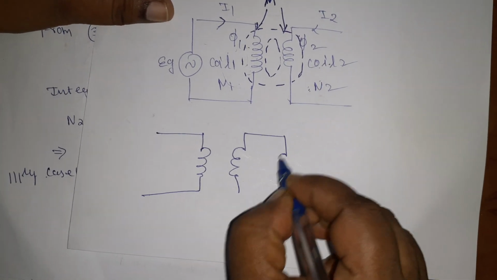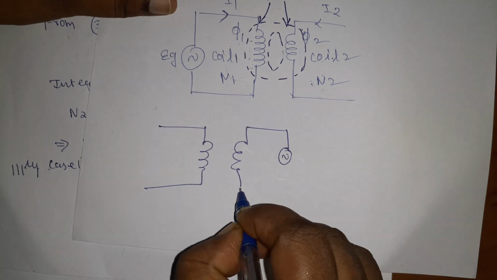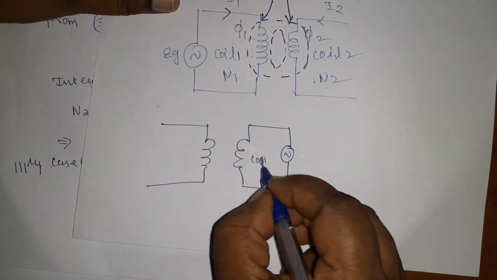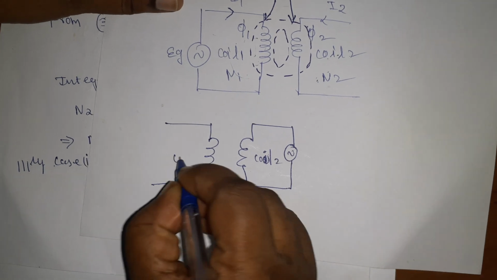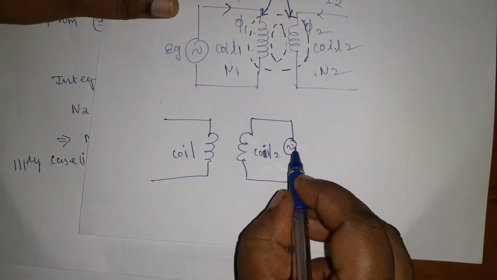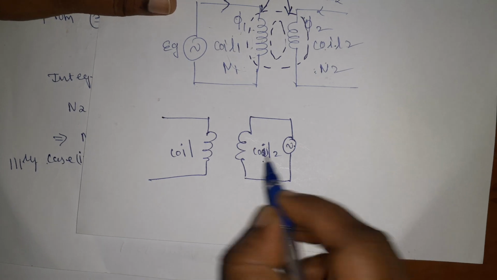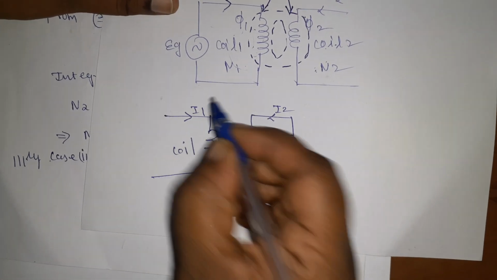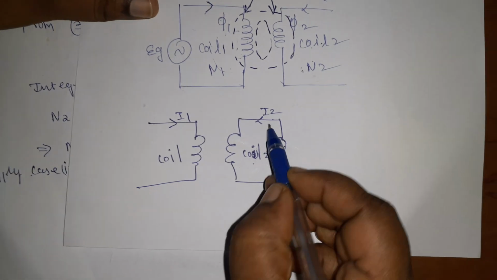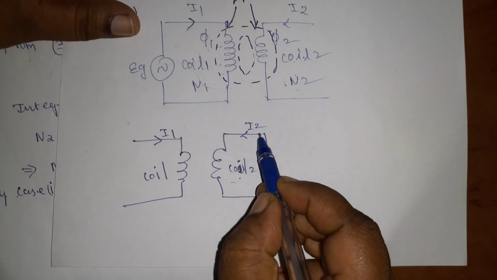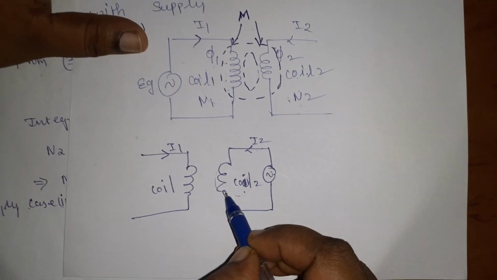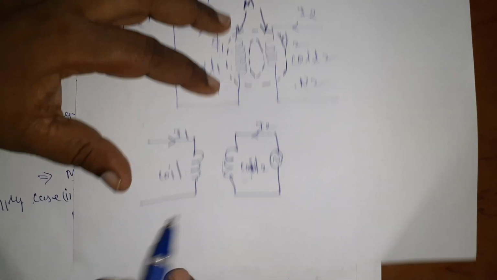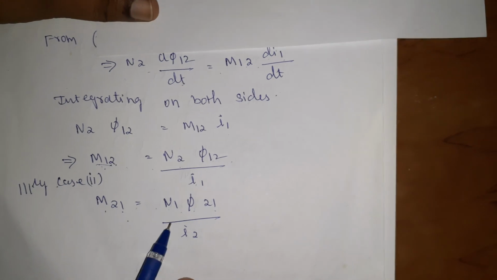The source is connected in the second coil. This is coil 2, and this one is coil 1. The source is connected to the second coil. Here I2 current, here I1 current. The I2 current flows through coil 2, and this current induces the flux in coil 1. That's why you get this answer.